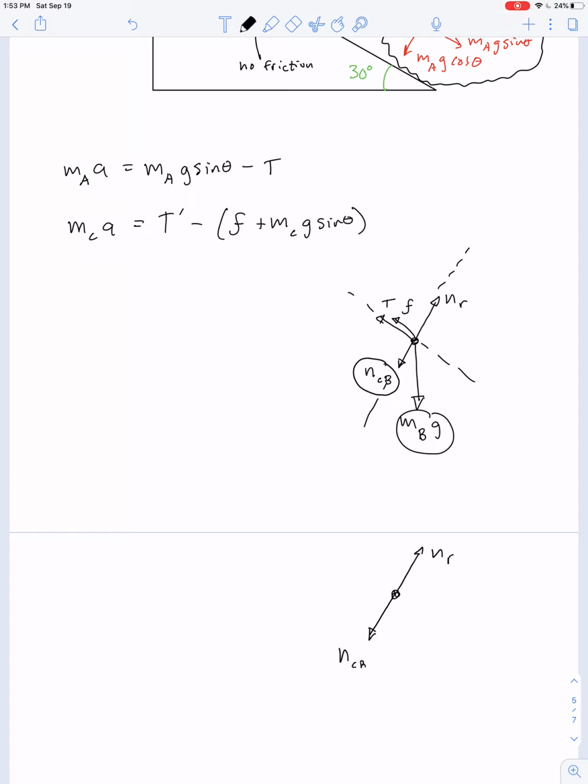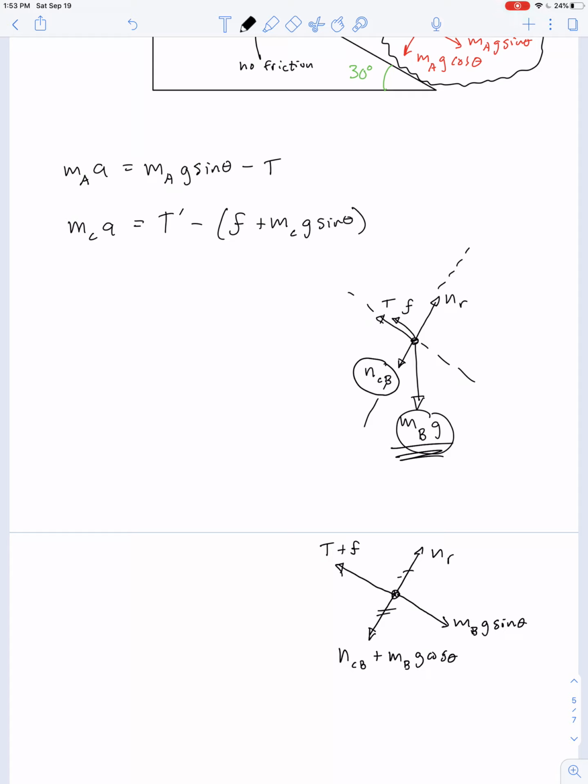Normal force, the contact between C and B, and that's going to add with one of the components of the weight of block B. So this is going to be MBG cosine theta. Okay, then the other component of the weight points this way. So that's MBG sine theta. And then pulling back up in this direction are two forces, T plus F.